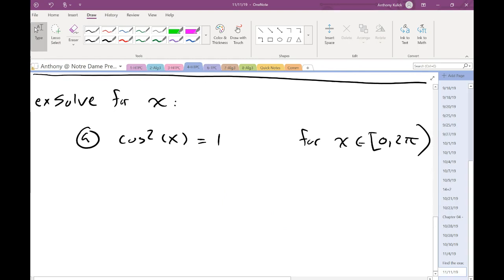So let's say that we want to solve for x the equation cosine squared of x is equal to 1. And we want our answers from 0 to 2 pi, basically just from the unit circle. So what would be the first thing I would want to do to solve cosine squared x is equal to 1? What do we think the first thing we should do here to solve this is?